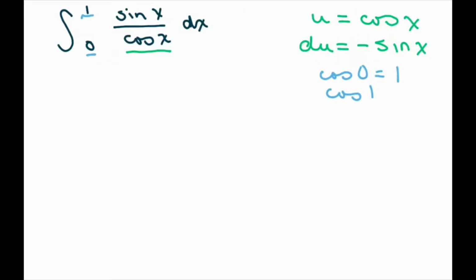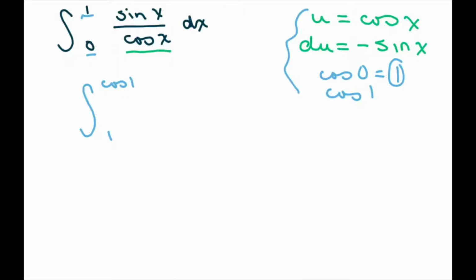So I'm going to rewrite this now using my substitutions. Instead of 0, I'm going to write cosine of 0, so you could write this as cosine of 0 to cosine of 1. But cosine of 0 is just 1, so I'm going to change that to 1.